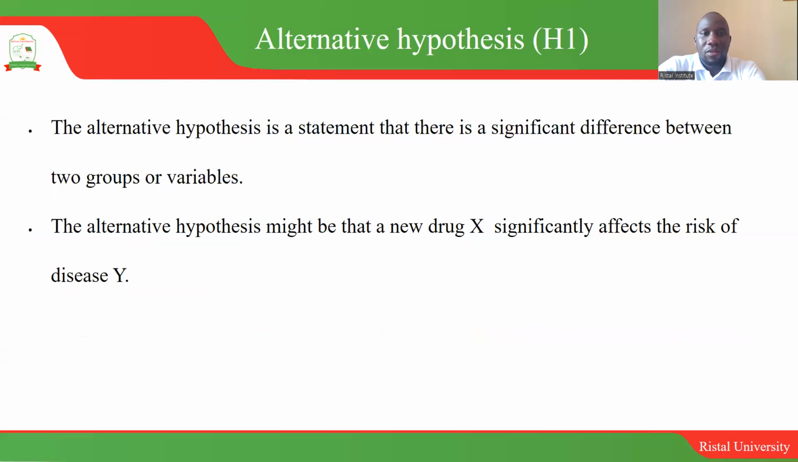The other type of hypothesis is what you call the alternative hypothesis, which is basically that there is actually a significant difference between the two variables. In this case, you're saying that actually the new drug X significantly affects the occurrence of disease Y. So it is actually the opposite of the null hypothesis. So you need to first state the two hypotheses and then be able to accept one and reject the other.